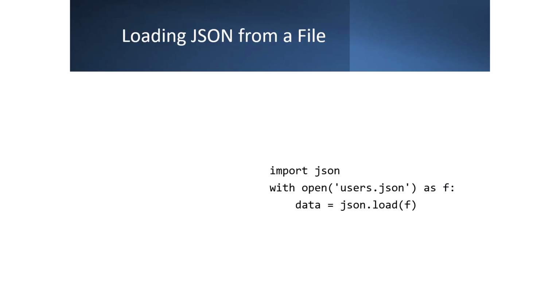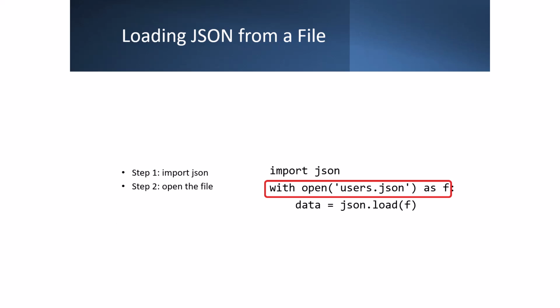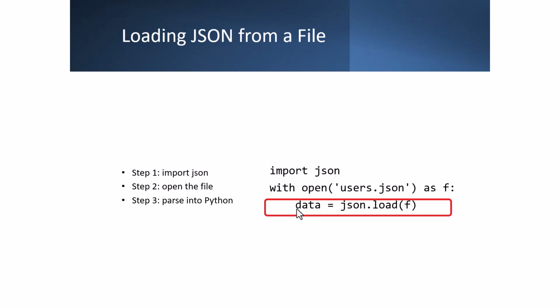So, loading JSON from a file. Loading JSON follows a standard pattern. The first step is to import json, like here. The second step is to open the file with the open statement. users.json is the JSON file, opened as a file object. And then in step 3, we pass it into json.load, which converts the JSON file into a Python object we can immediately work with.